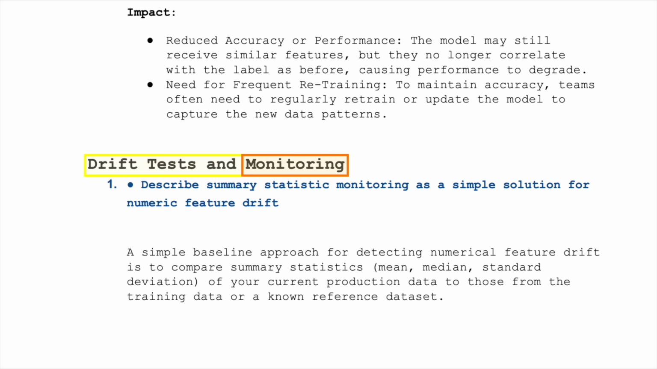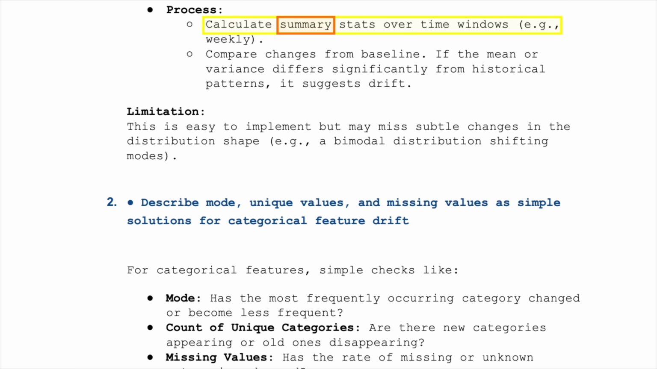Drift tests and monitoring. 1. Describe summary statistic monitoring as a simple solution for numeric feature drift. A simple baseline approach for detecting numerical feature drift is to compare summary statistics, mean, median, standard deviation of your current production data to those from the training data or a known reference data set. Process. Calculate summary stats over time windows, for example, weekly. Compare changes from baseline. If the mean or variance differs significantly from historical patterns, it suggests drift.